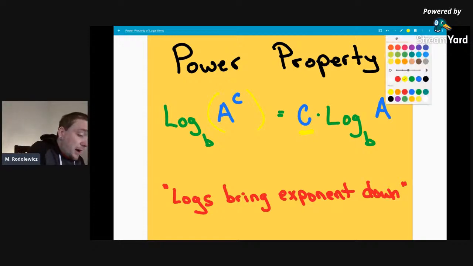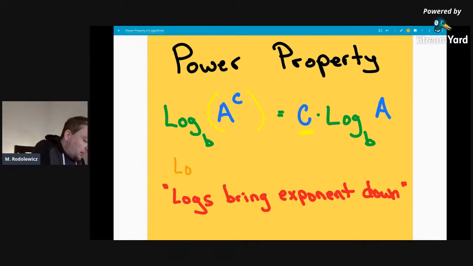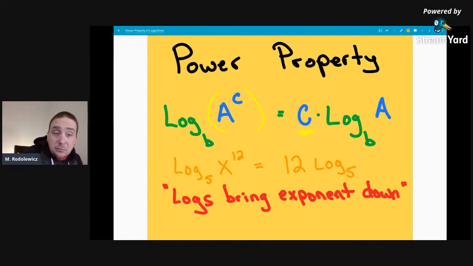So here's an example of how we're going to use this. If I had log base 3, I used 3 a minute ago, let me use 5, of x to the 12th power. How can I use the power property? I'm allowed to write 12 because that's the exponent, times log base 5, that doesn't change, of x. That's it. 12 times log base 5 of x. That's how we use the power property. Simple.